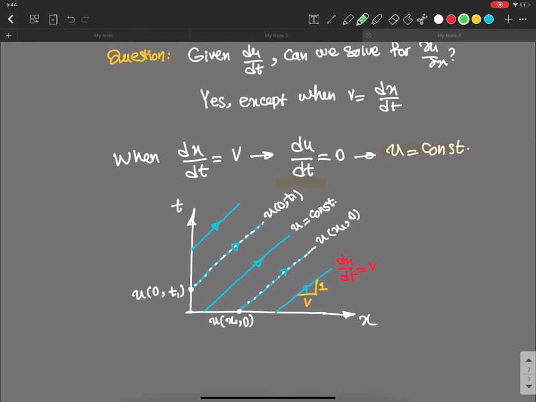Just to remind you, this part is the initial condition of our problem, because t is 0 here. And here, this is what we call the boundary condition, because x is at 0, so this is the boundary of our solution. First I want to say what these lines are. These lines are what we call characteristic curves.